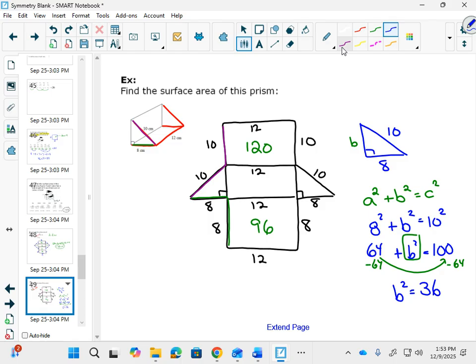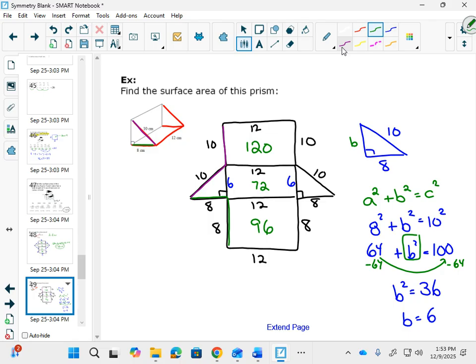Something times something is 36. What is b? B squared is 36, which means something times something is 36. 5 times 5 is not 36. 6 times 6 is 36. So then we figure out this side is 6. And now I can do this last rectangle. I can go to my calculator. 6 times 12. That's 72.